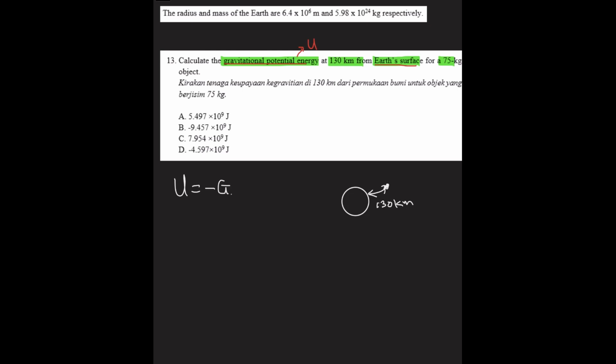negative G M m over R, in which G is the universal gravitational constant, and capital M here is the mass of the Earth, and small m here is the mass of the object in this case. And then divide by R. What is R? R is the distance from the center of Earth to the object. You have to be careful here. So you have to find R first, calculate R outside first.